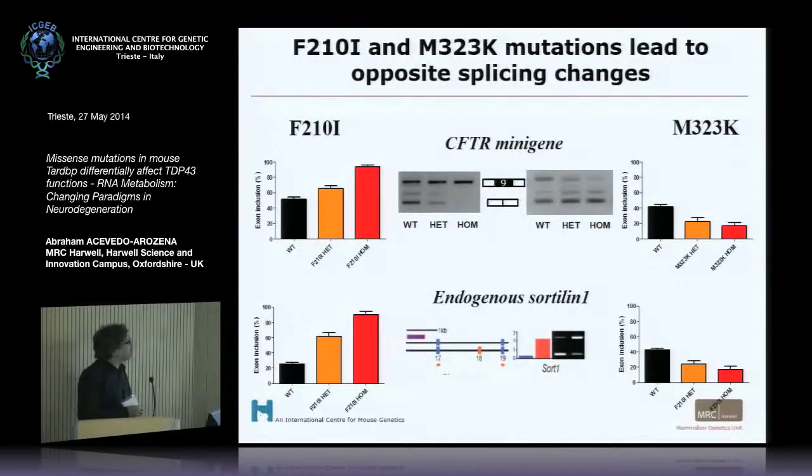Quite interestingly, early on, and again Professor Baral and Burati were talking about the CFTR minigene, what we found was that the F210I mutation had a loss of function signature for the CFTR minigene, but very interestingly, the M323K had the opposite. So it behaved as a gain of normal function. Somehow the M323K mutation affects the splicing function of TDP43 by making it more efficient. And this is also true for different endogenous genes, including sortilin, but also poly-DP3.